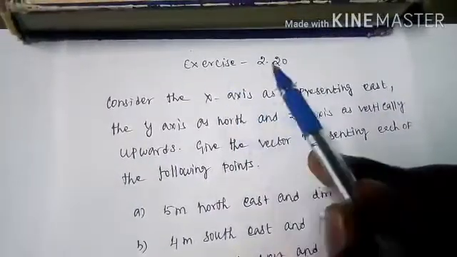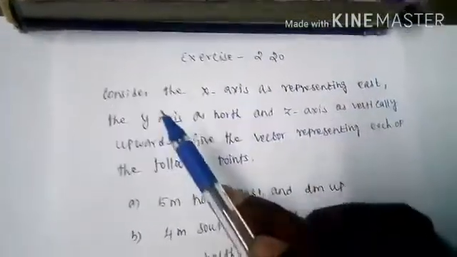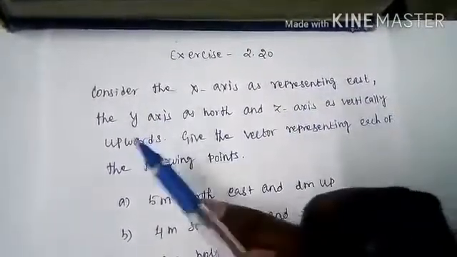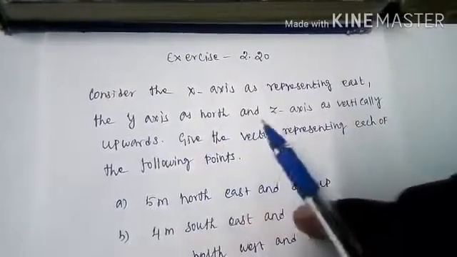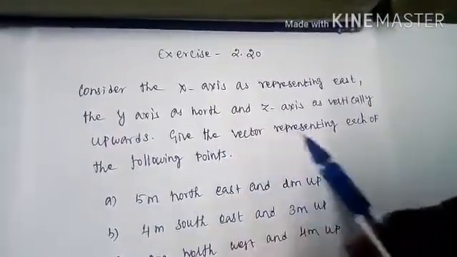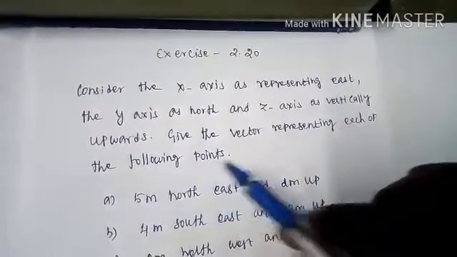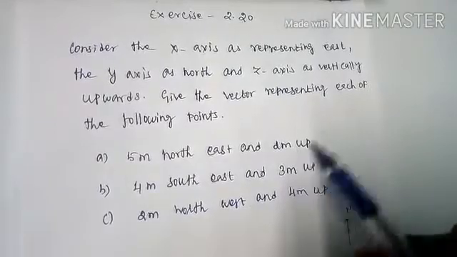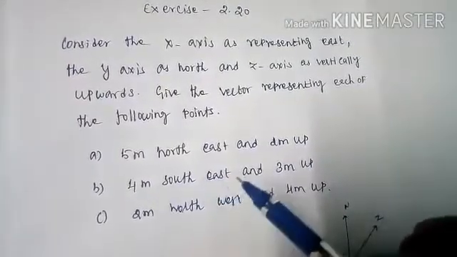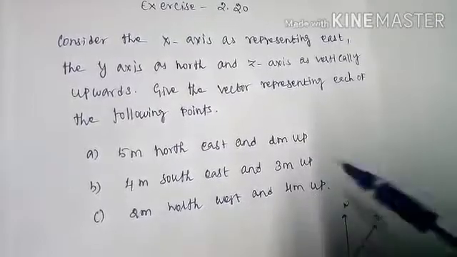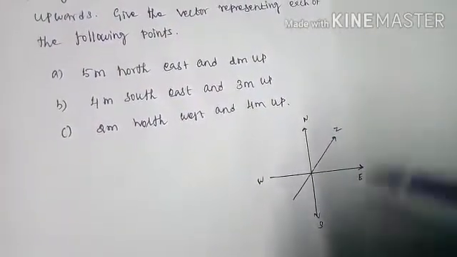Next one is exercise 2.20. In our question, consider the x-axis as representing east, the y-axis as north, and z-axis as vertically upward. Give the vector representing each of the following points. 5 meter northeast and 2 meter up, 4 meter southeast and 3 meter up, 2 meter northwest and 4 meter up. So let us consider the directions.